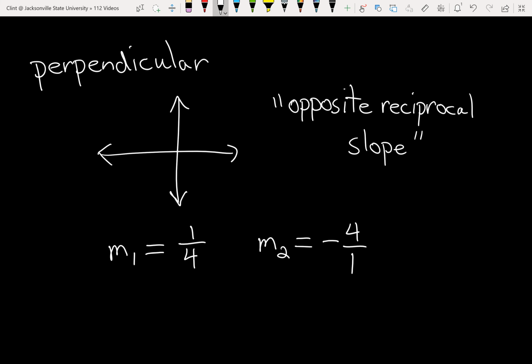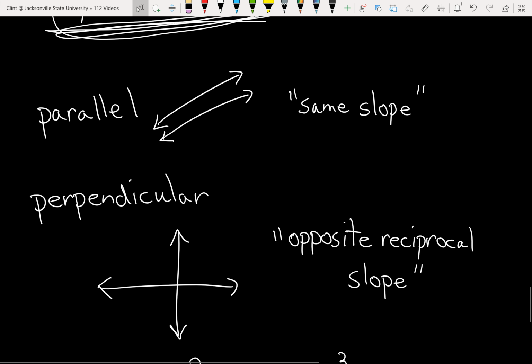Or if the slope of line 1 is negative 2/3, then the slope of the perpendicular line would be positive 3/2. You change the sign and you flip it to get perpendicular. For parallel, they're going to be the same. So whatever the slope of one line is, that's the slope of the other.